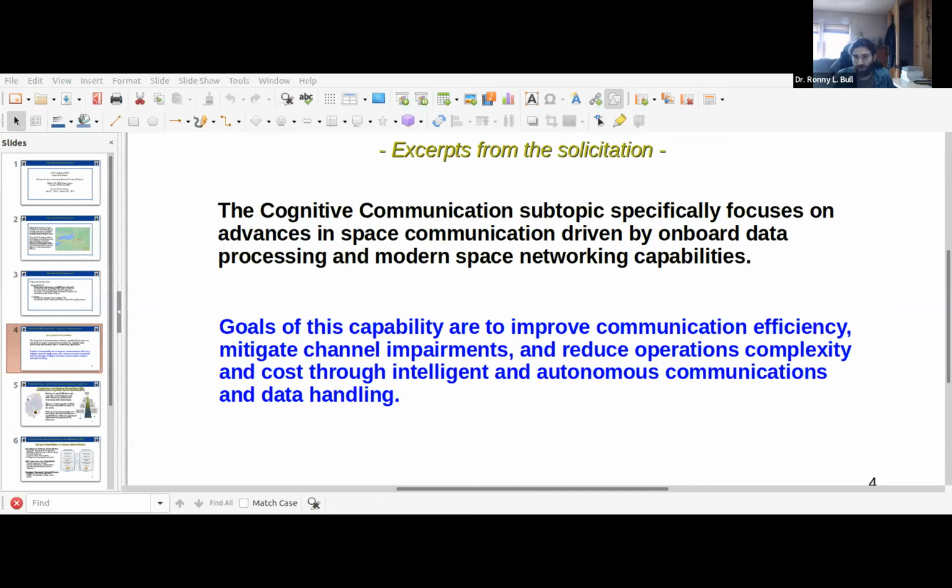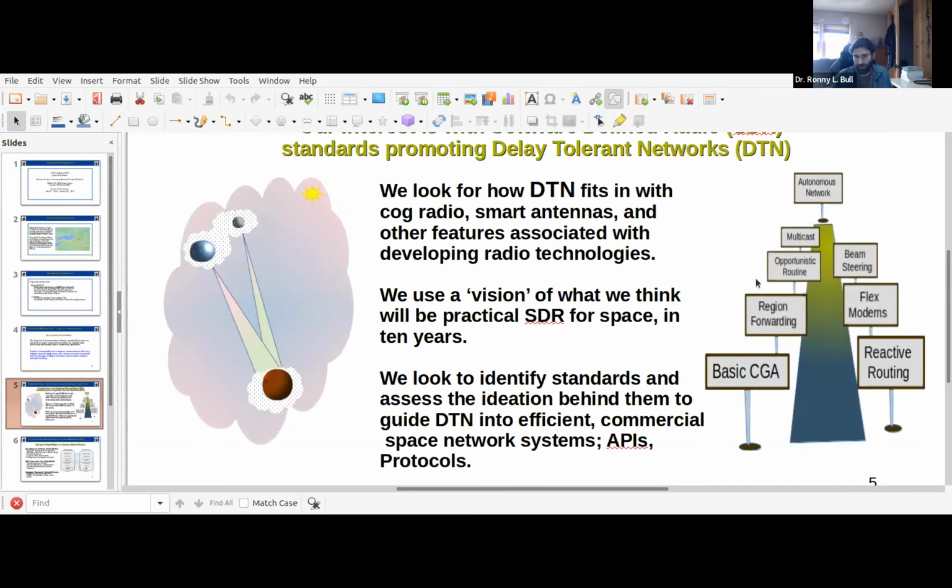Basically, this is from the solicitation. We did apply to the cognitive communication subtopic, which focuses on space communication driven by onboard data processing and modern space networking capabilities. So our goal is really to improve the communication efficiency, mitigate the impairments, look at what's coming through the physical layer in terms of the radios, and gather data based upon the communication channels and make intelligent decisions in order to route traffic and forward traffic based on that.